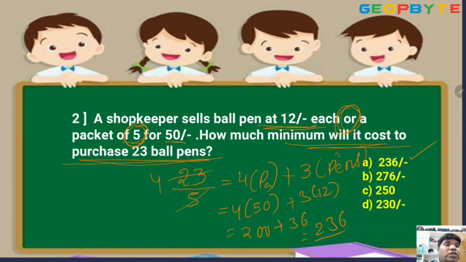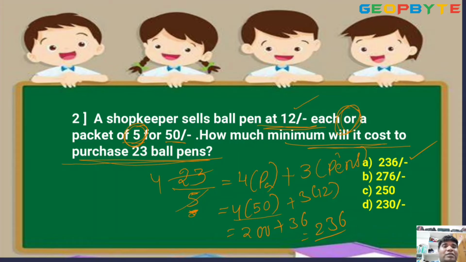Each packet has 5 ball pens, so 4 packets. Here 3 is the remainder, these are individual pens. Each individual pen is 12 rupees, so 36. Each packet is 50, so 4 into 50. 236 rupees is the minimum amount he spent.